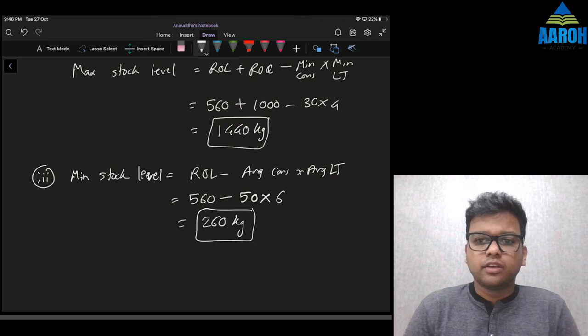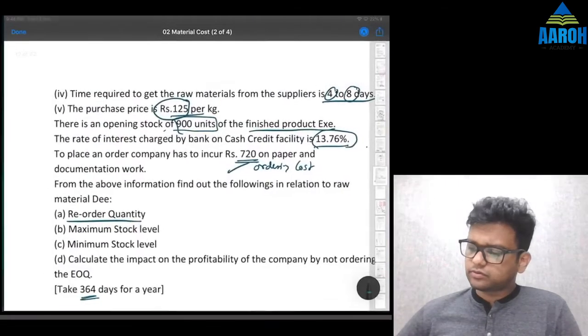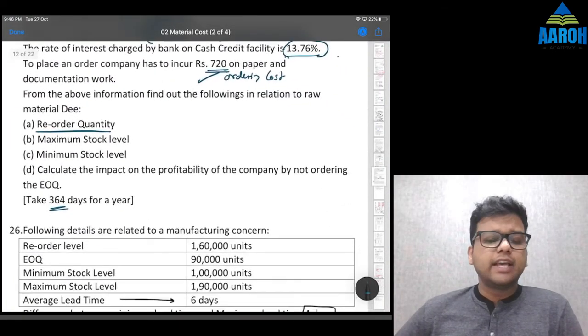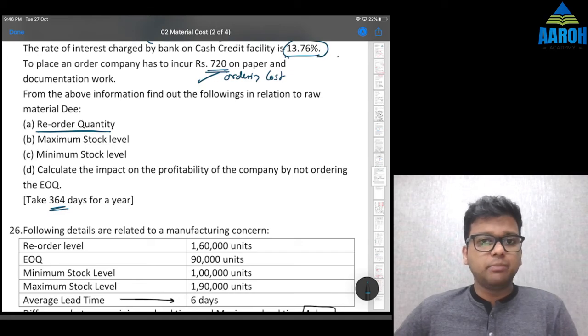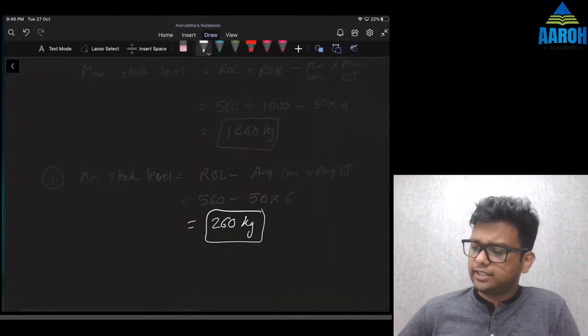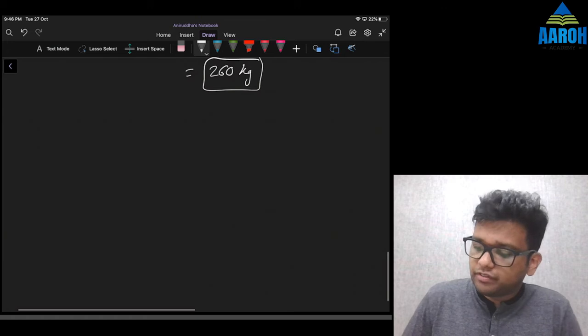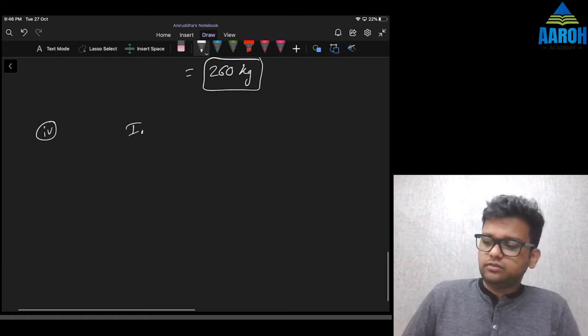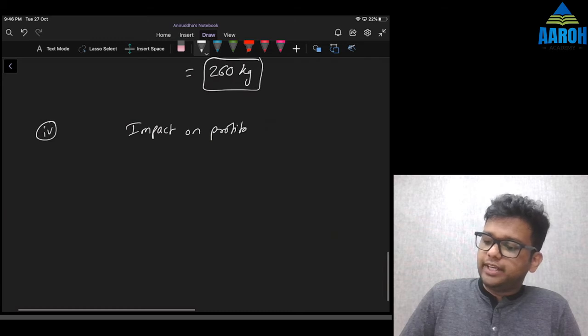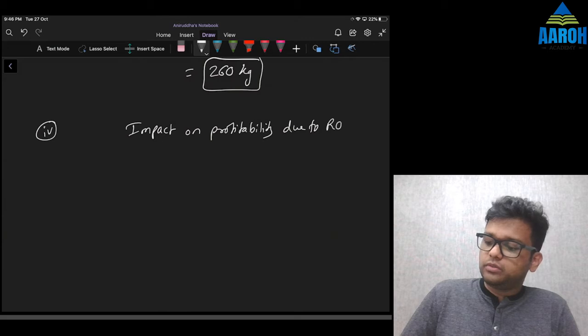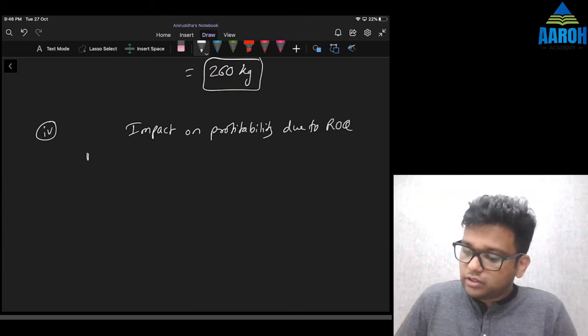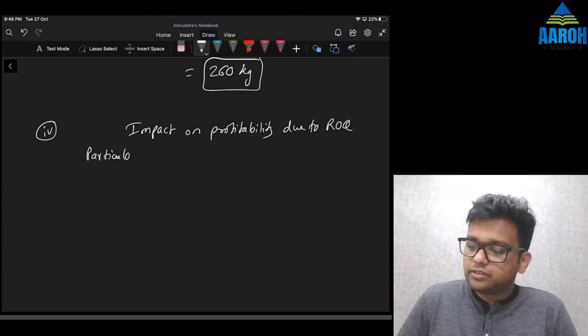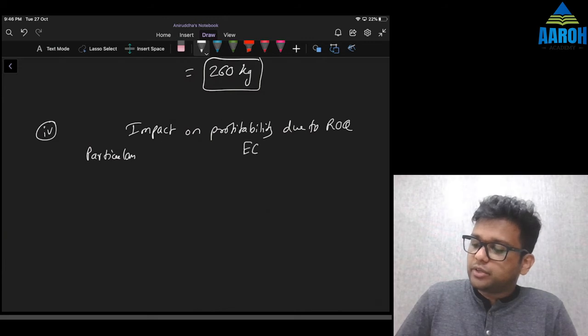Okay, fine. So stock level part is done. Last part of the question is calculate impact on profitability of company by not ordering the EOQ. That is easy. I mean, that comes in lot of questions, right? So let's prepare a statement. Impact on profitability due to ROQ. That is, there are different ROQ, right? So let's make a table like this, particulars. Maybe if we calculate EOQ, what happens, and if we calculate ROQ, what happens?